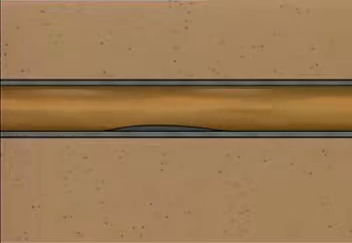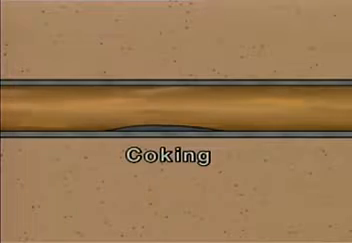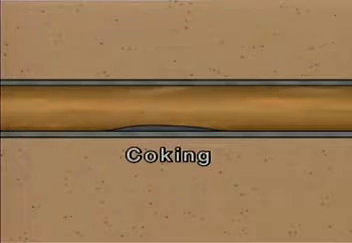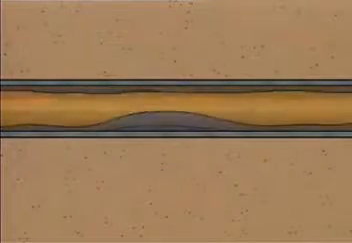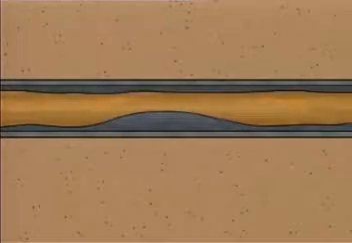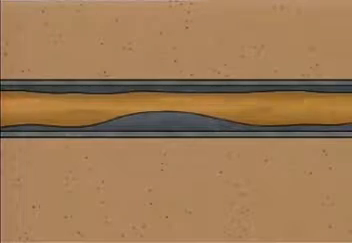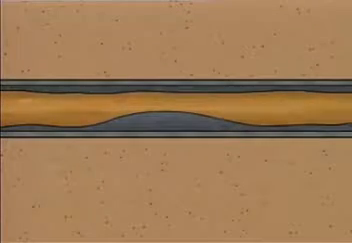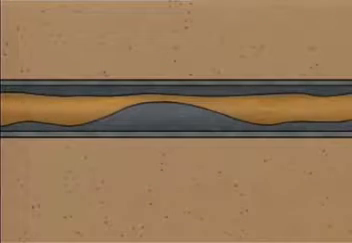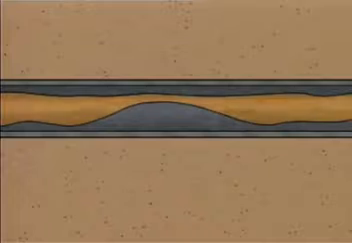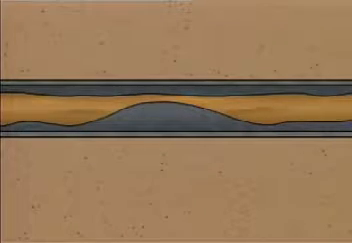One type of problem that can occur is called coking. Coking is the accumulation of carbon deposits on the inside walls of the tubes. Crude oil and some other types of process fluids tend to leave carbon deposits behind as they're heated and flow through the tubes. Coking makes the inside diameter of a tube smaller, and it can restrict the flow of process fluid. It can also lead to heat transfer problems.